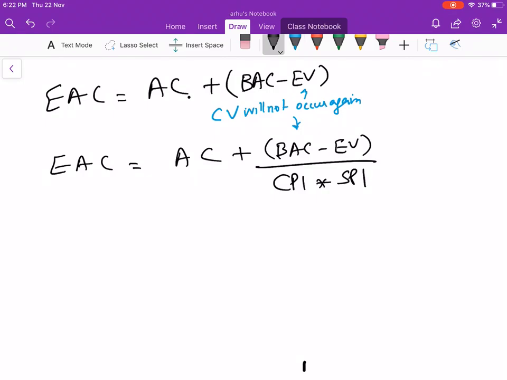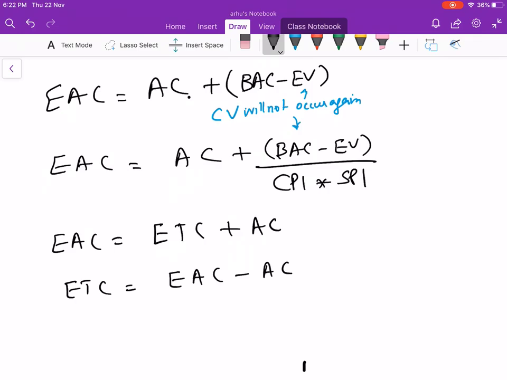Next one you have is your estimate at completion. Let's see how the estimate at completion is built up. It is nothing but estimate to complete plus actual cost. So this gives you a new formula. Estimate to complete is equal to estimate at completion minus actual cost. Just rearranging the formula. So estimate to complete can also be determined on the unknown budget, which is nothing but budget at completion minus earned value.